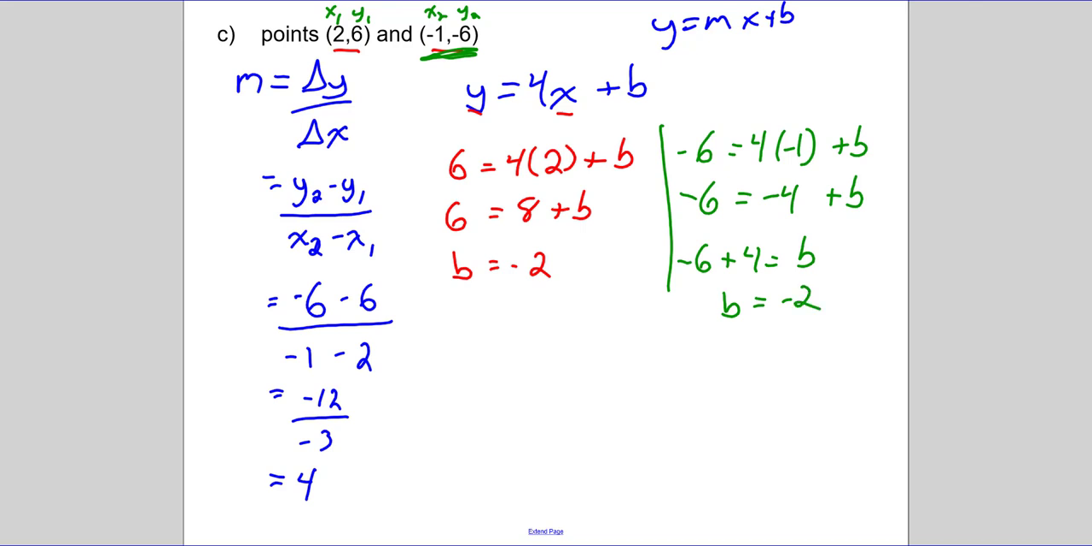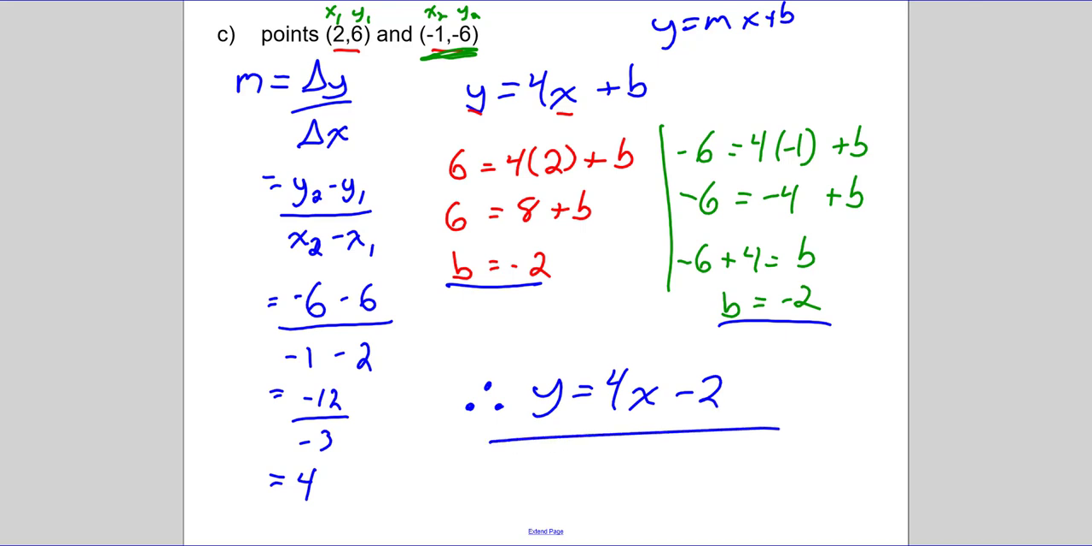So it doesn't matter which point you plug in because you're going to end up with the same answer no matter what. b is negative 2. Again, don't forget to actually answer your question now. So therefore, y is equal to 4x minus 2. And there's your equation of the line.